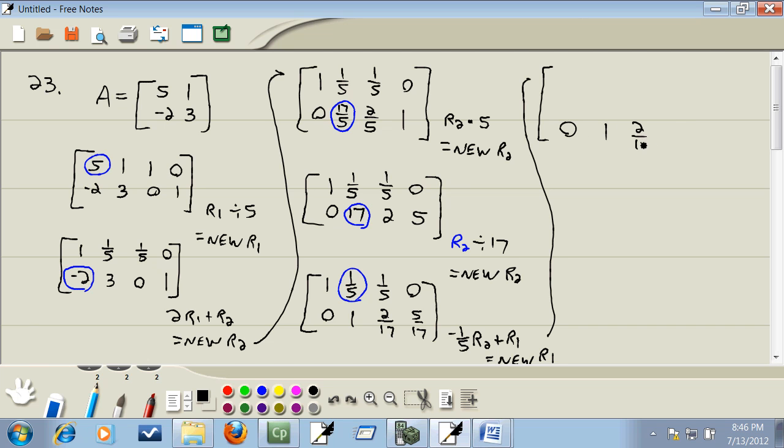Okay, this doesn't change. It'll be a miracle if I didn't make a math error on this. Negative 1/5 times 0, 0 plus 1 gives us 1. Negative 1/5 times 1 gives us negative 1/5 plus 1/5 gives us 0. Negative 1/5 times 2/17 plus 1/5. That gives us negative 2 over 85, plus common denominator, that goes in there, would be 85. That goes in there one time. Why I'm not using my calculator, I don't know. 17, so that gives us 15/85, which reduces to 3/17.